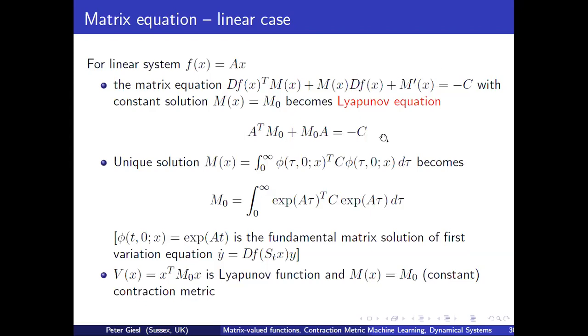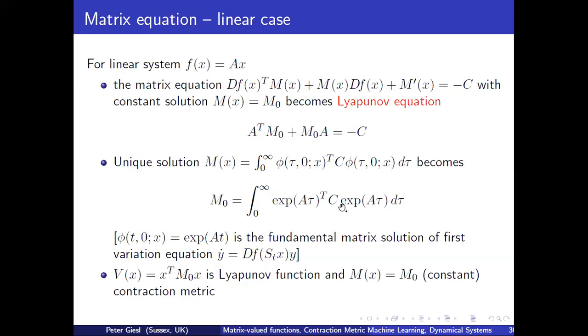This is known as the Lyapunov equation. Again, a is given, c is given, the question is is there a solution m naught, and what do we know about that? Well, the Lyapunov equation has a unique solution m naught, which is given by this formula here, if a is negative definite, which is basically equivalent to 0 being an exponentially stable equilibrium point.